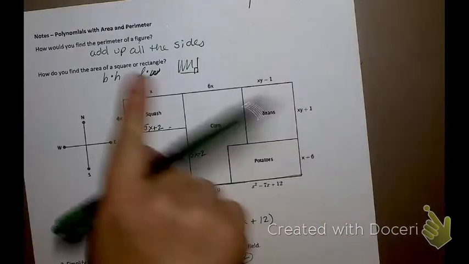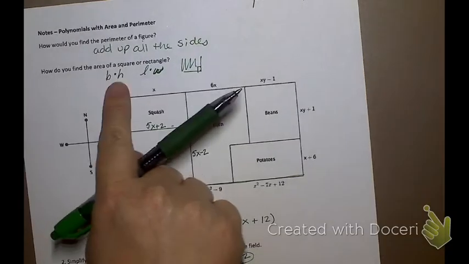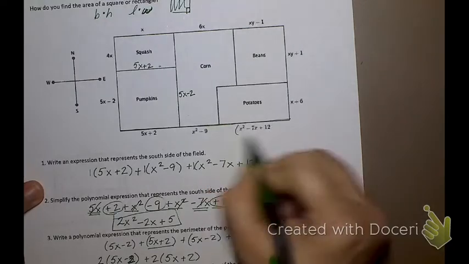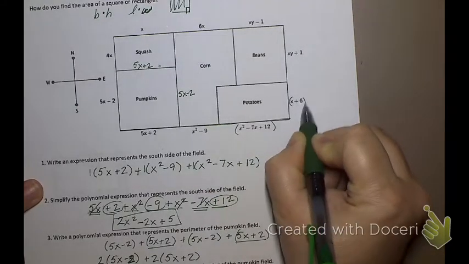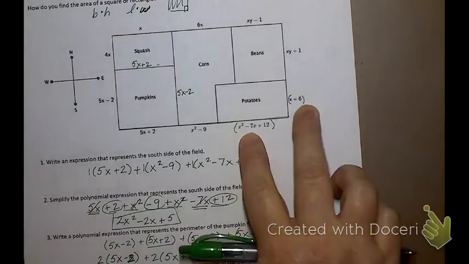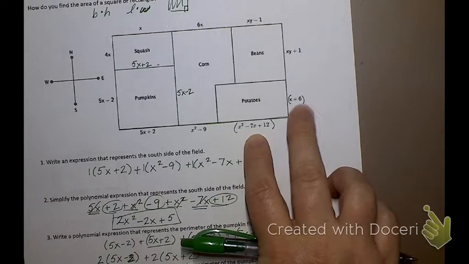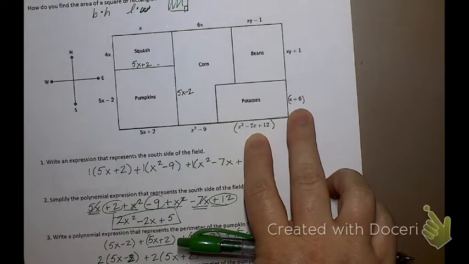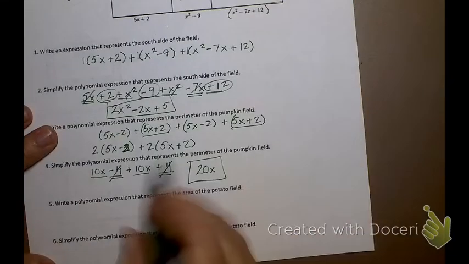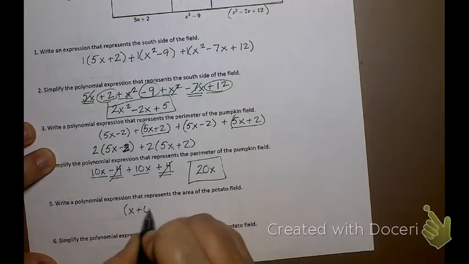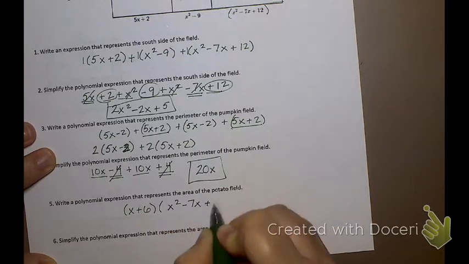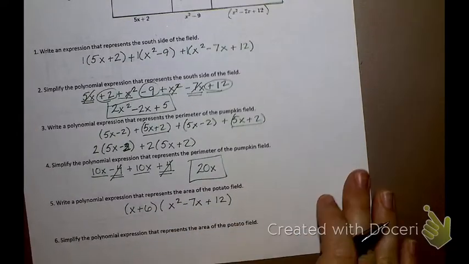How do we find area? Base times height or length times width, whatever you want to call it. But regardless, if this is my potato field, I need to take this and multiply it by this guy, right? Now, is it easier to have the one with 3 terms first or the one with 2 terms first? It really doesn't matter, but a lot of times people think the smaller number of terms first is easier. So I'm going to put the x plus 6 first. And then the second term, which is the x squared minus 7x plus 12. That's my polynomial expression.